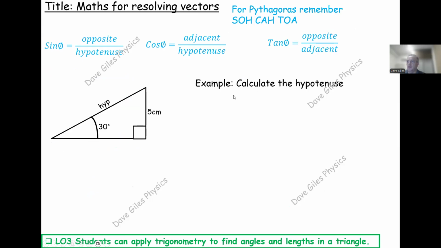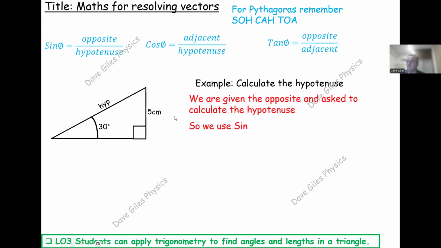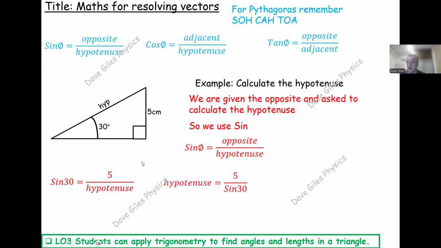I'll leave your formula on. So calculate the hypotenuse here. You've got to look at what we are given. We're given the angle, and we've got the opposite, and we're asked to work out the hypotenuse. So we need a formula with hypotenuse and opposite in, and that is sine. Sine theta is opposite divided by hypotenuse. So sine 30 is 5 divided by the hypotenuse. Rearranging, you get hypotenuse is 5 divided by sine 30, which equals 10 centimeters.